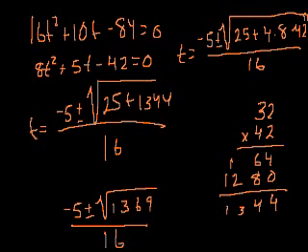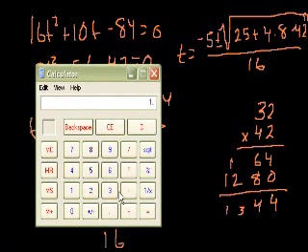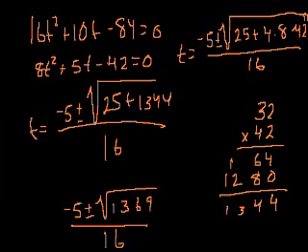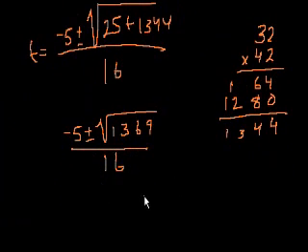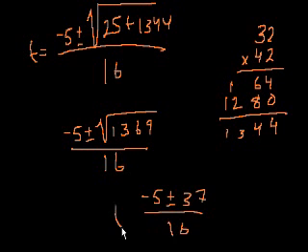Let me get the calculator. Let me open it up. Give me a second. Accessories, calculator. All right. So 1369, 37. Look at that. Okay, so it's minus 5 plus or minus 37. That's the square root of 1369. So minus 5 plus or minus 37 over 16 is equal to the time.